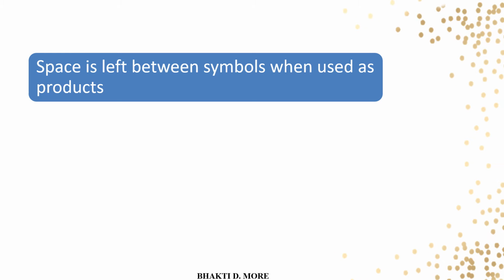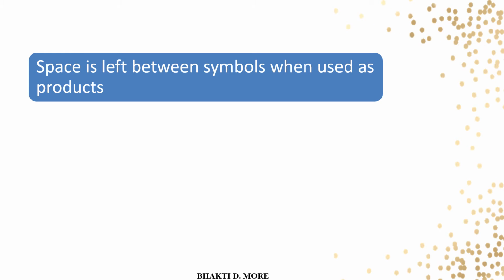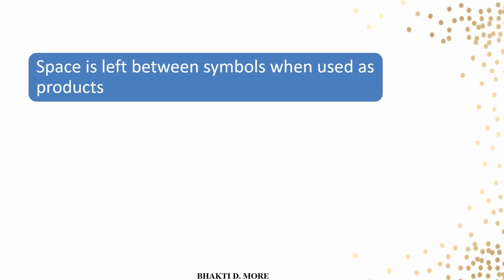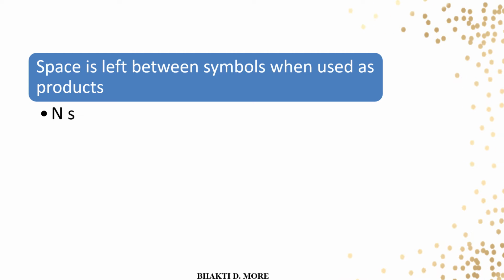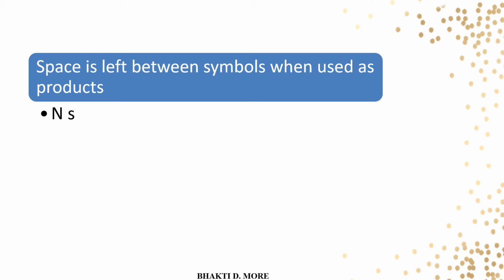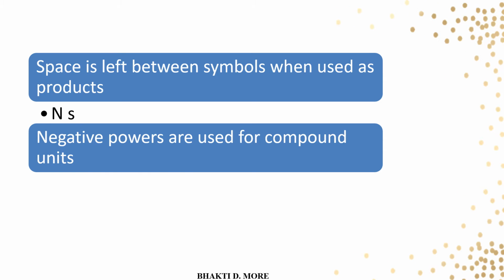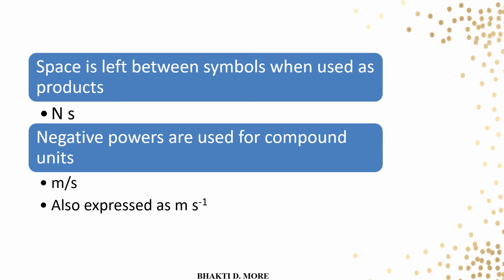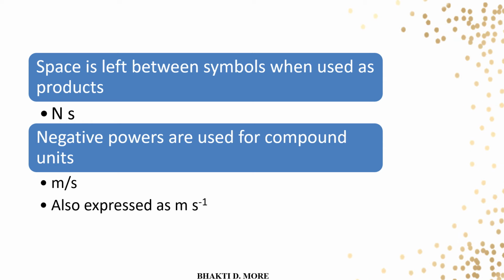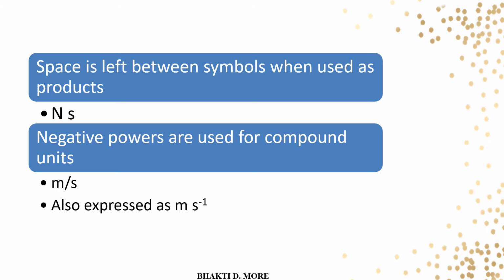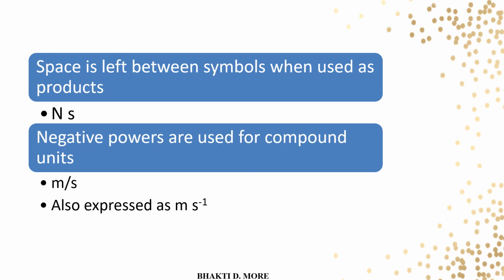Space is left between symbols when used as products. For example, newton second, so newton space second. Negative powers are used for compound units. For example, meter per second is also expressed as meter second raised to -1.